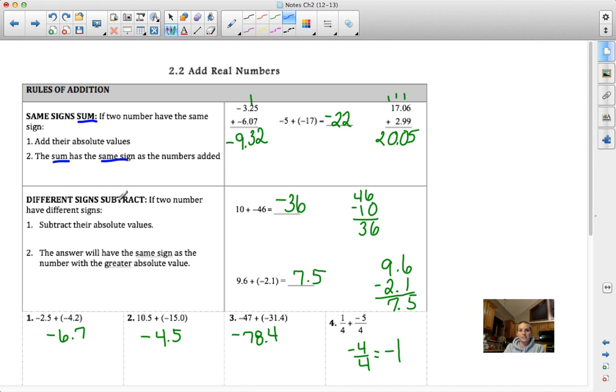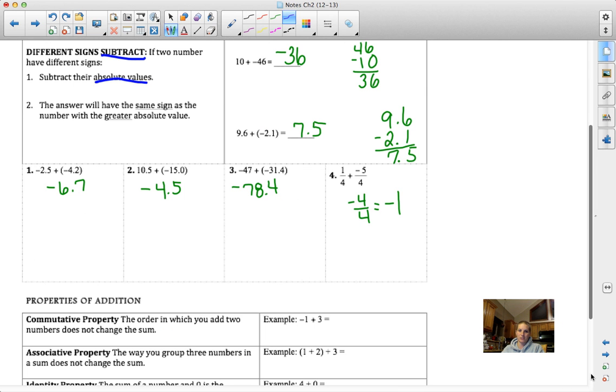Now, if my signs are different, if I have one positive and one negative, then I'm going to subtract their absolute values. So different signs subtract. When we look at 10 plus negative 46, we really do 46 minus 10, which is 36. And because 46 is actually negative, that means that we have negative 36. I'm pretty sure you're familiar with those rules, and hopefully down here you were able to check over those problems and you did just fine.